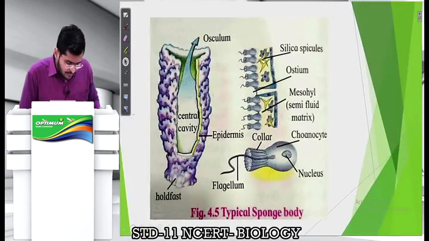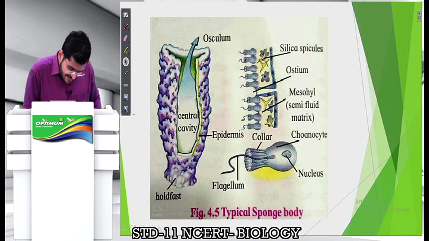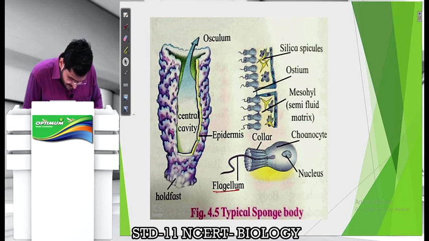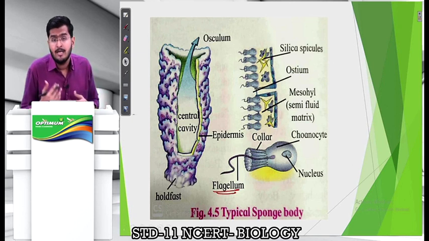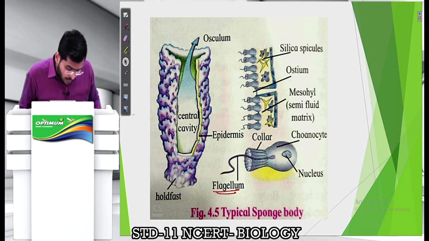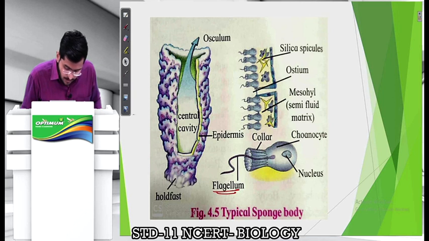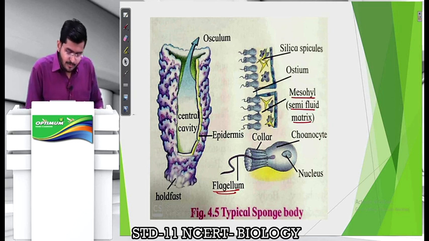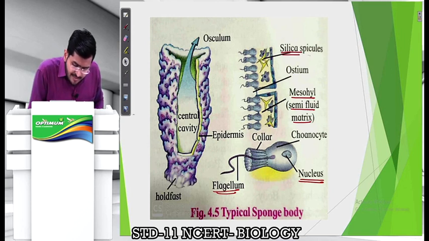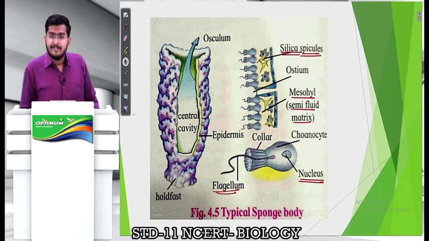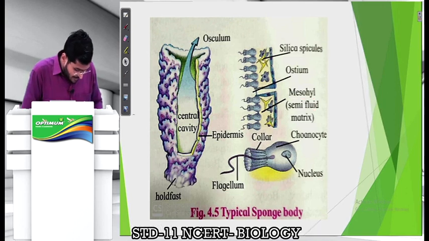Let us see the structure in detail. This is the choanocyte, which has the flagellum, whose rhythmic movement is responsible for creating water currents so that new water can enter and the old water with excretory products can be thrown out. There is also mesohyl, which is a semi-fluid matrix responsible for holding the choanocyte. You can see choanocyte at the base also has a nucleus. You can also see the silica spicules, which are the endoskeleton in case of sponges. Let us see some more images.